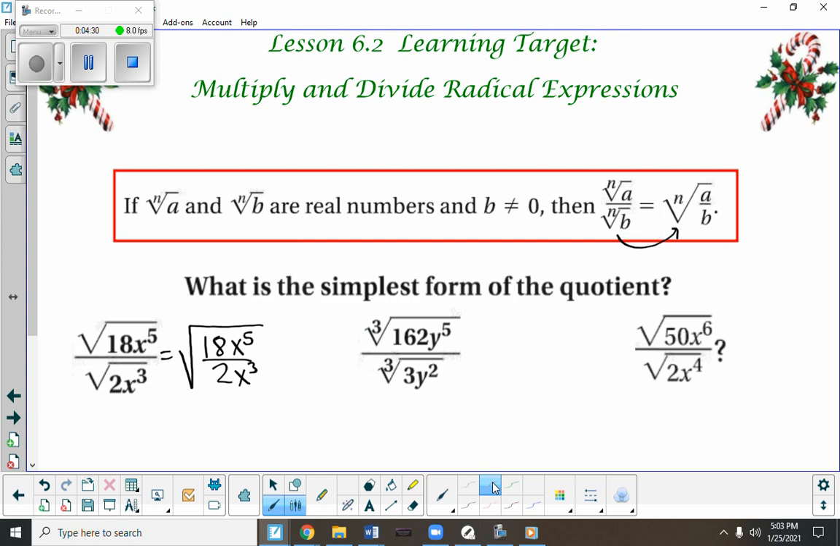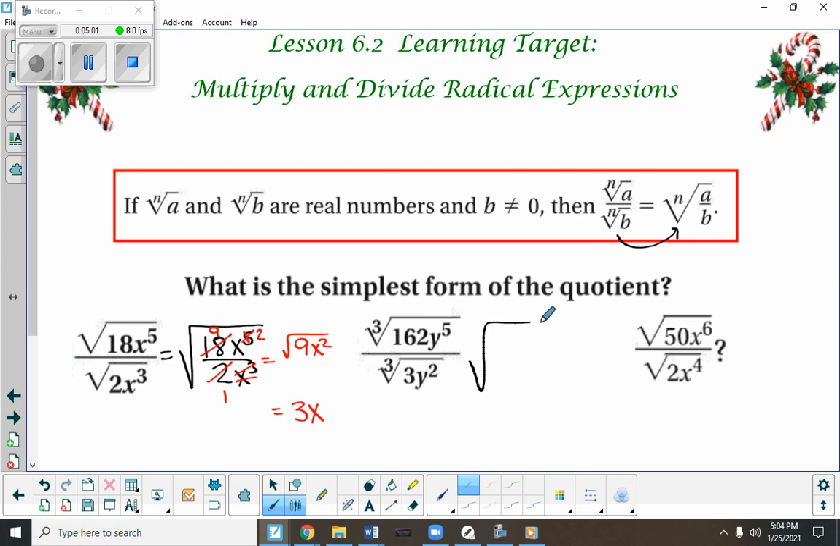So 2 goes into 2 once, 2 goes into 18 9 times. Now, if you have 3 x's in the denominator and 5 in the numerator, the 3 here will totally cancel, and if you cancel 3 on the top, you'll have 2 left. So in the numerator, you would have 9x squared, and everything canceled out in the denominator. The square root of 9 is 3, and the square root of x squared is x.